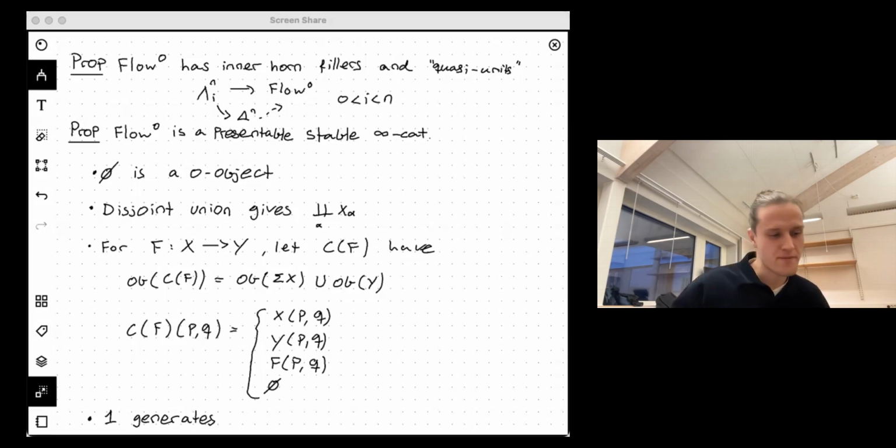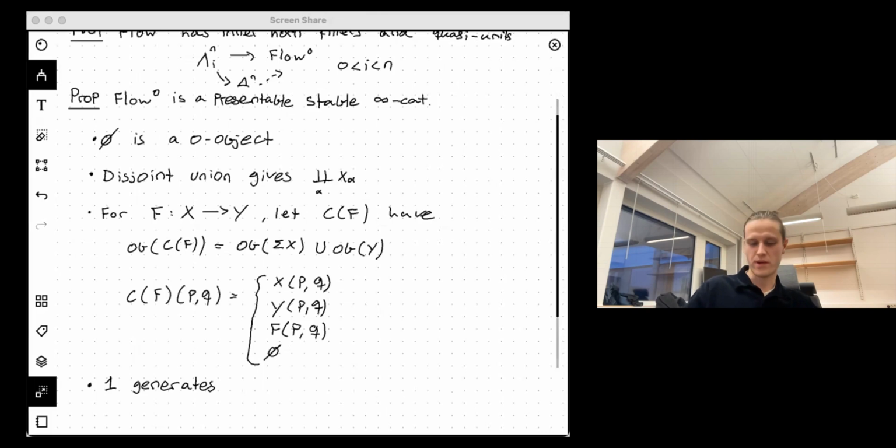Now, as I hinted at earlier, we want to show that this Flow O is actually a presentable stable infinity category. The reason we're expecting this is that the category looks a lot like chain complexes. So let's see why this is reasonable.